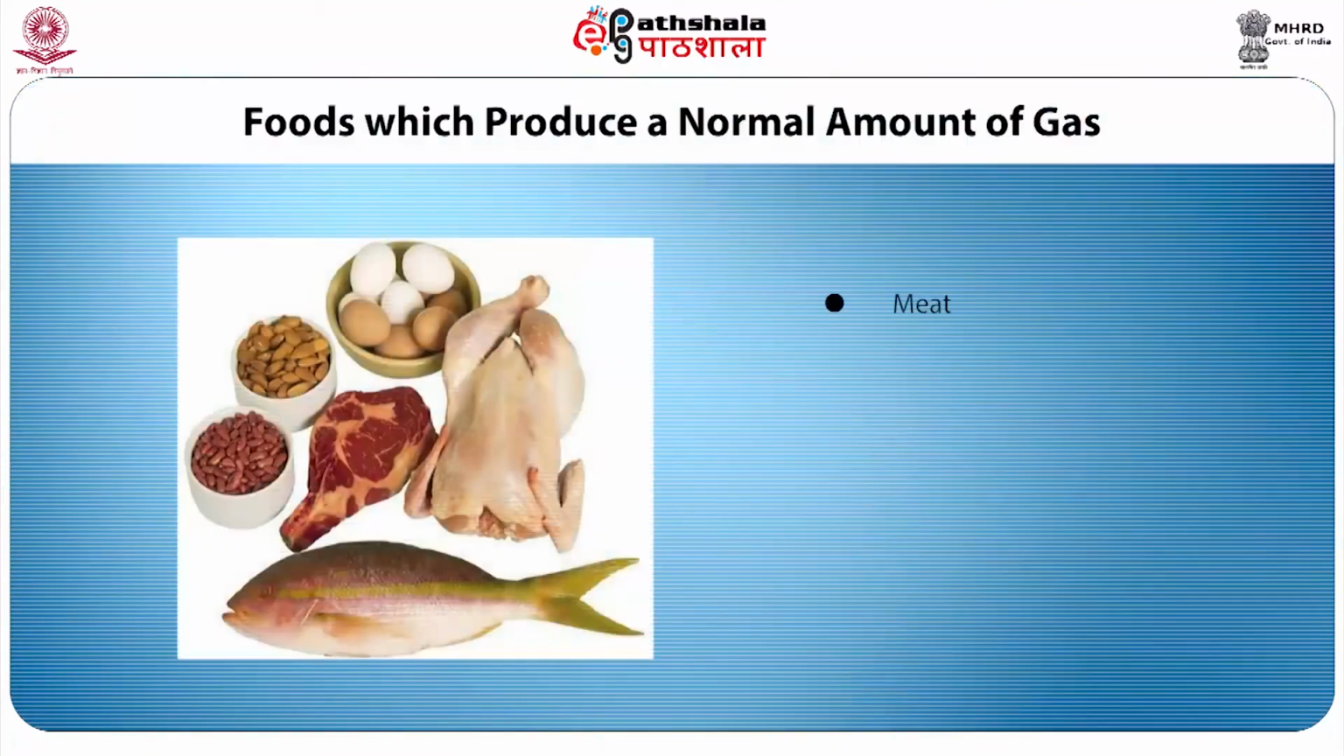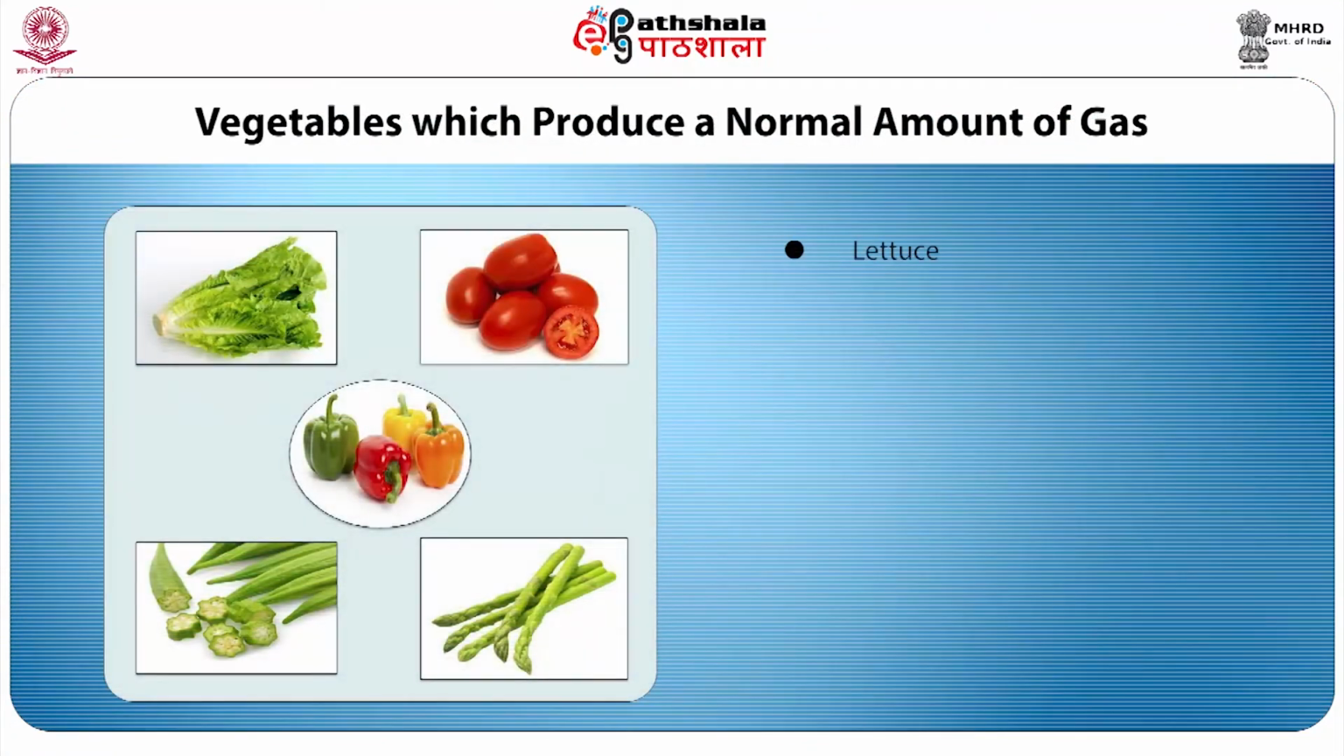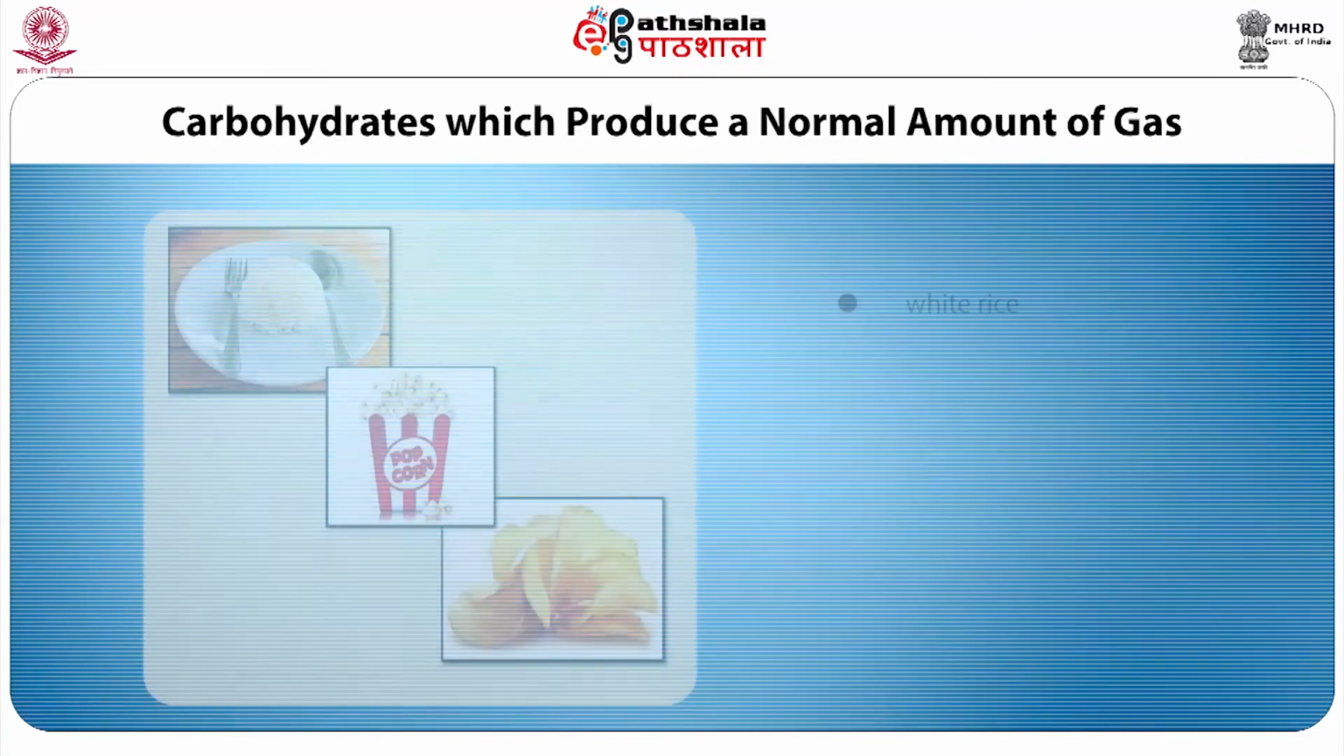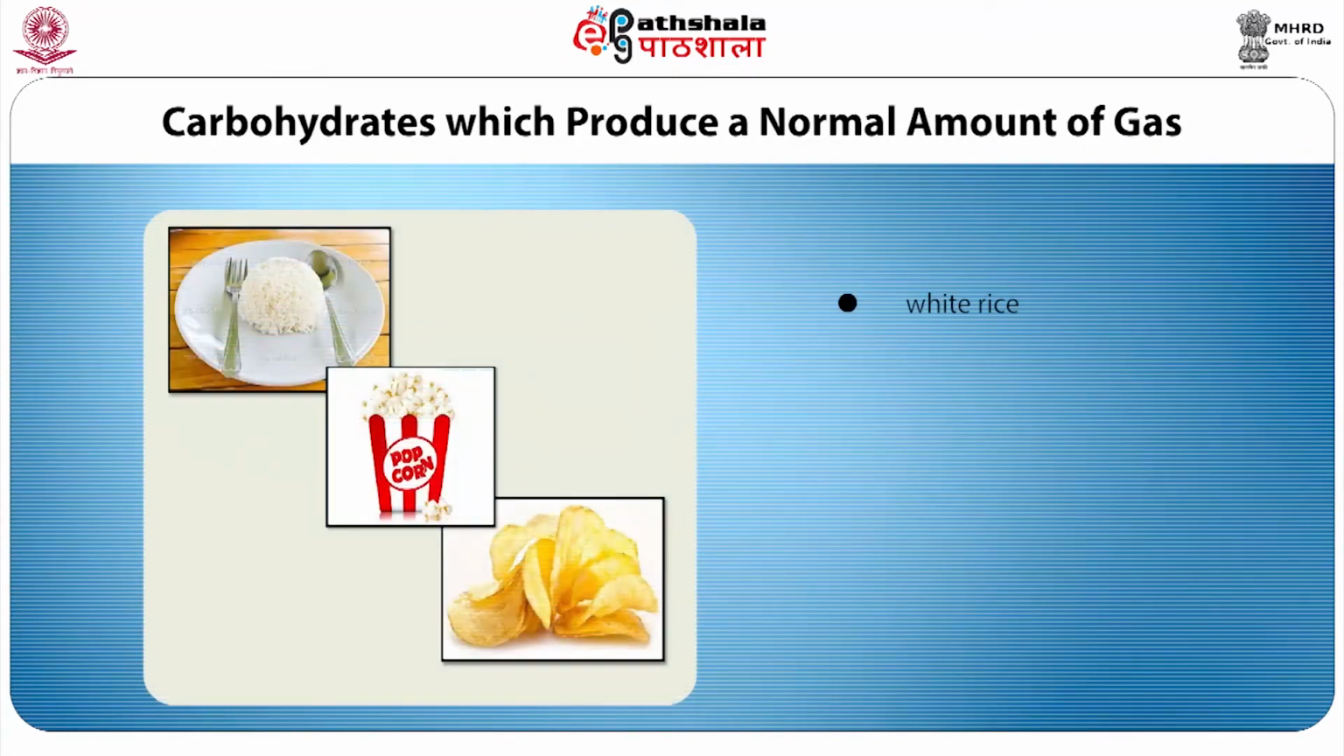Foods which produce a normal amount of gas are meat, fish, poultry, egg and all nuts. Vegetables like lettuce, peppers, tomatoes, asparagus, avocado, olive and okra. Fruits like cantaloupes, pineapple, berries, grapes and stone fruits. Carbohydrate rich foods like white rice, chips, popcorn and crackers.